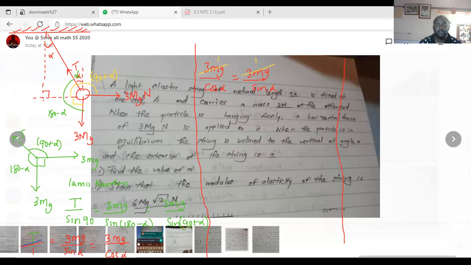A light elastic string of natural length 2a is fixed at one end A and carries a mass of 3m at the other end. When it carries a mass of 3m on the other end. Proceed.